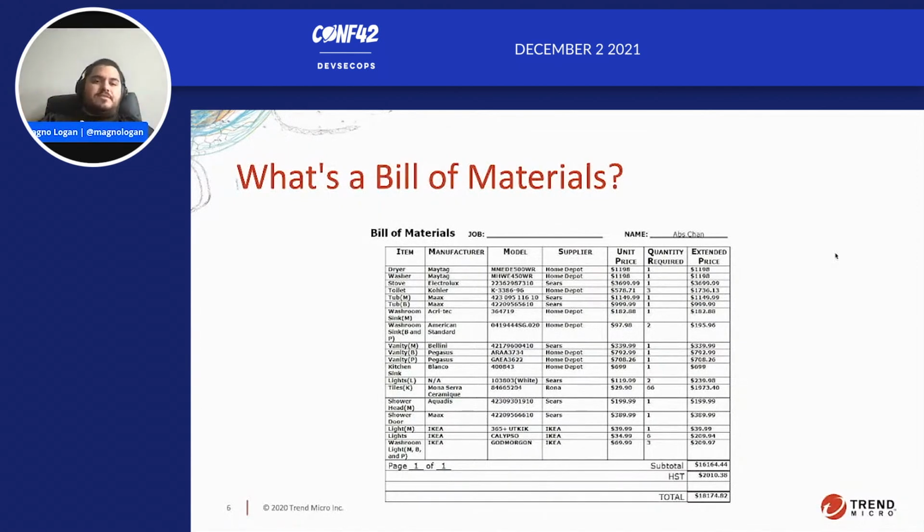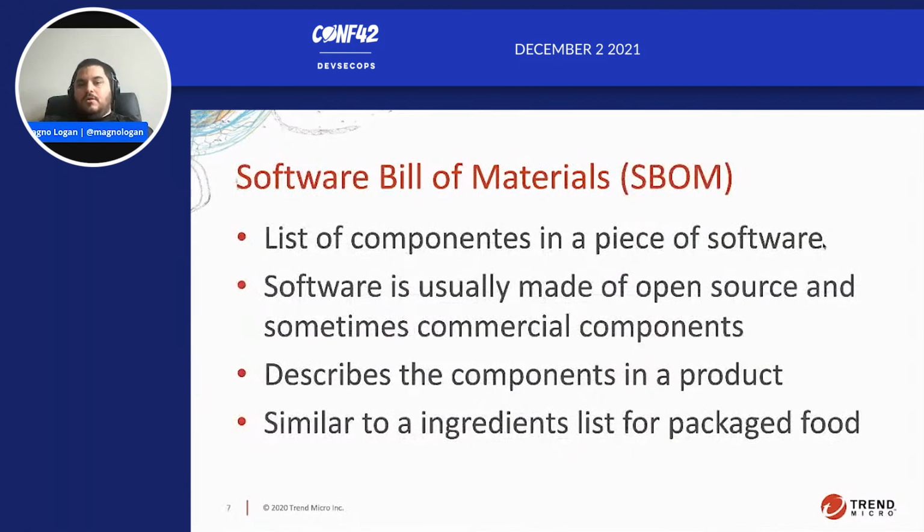And with software, we have the same thing. We call them SBOMs, or software bill of materials. SBOMs are not very different from a bill of materials in real life. They're a list of components in a piece of software, mostly the dependencies, the libraries that I import or use in my code, right? Nowadays, nobody codes from scratch. You usually have frameworks and libraries made of open source and sometimes commercial components, right? So an SBOM is very similar to the components in a product.